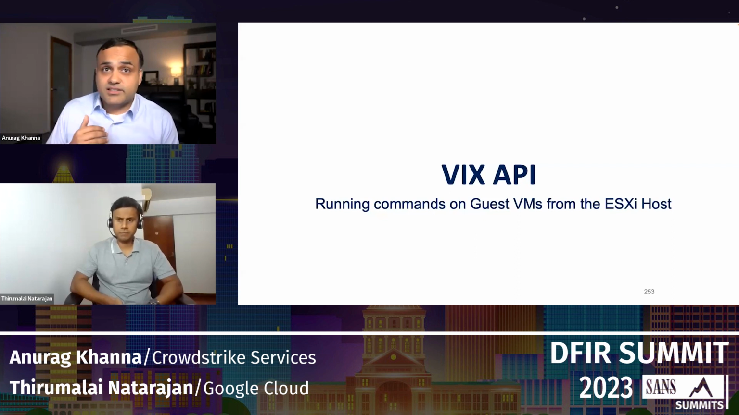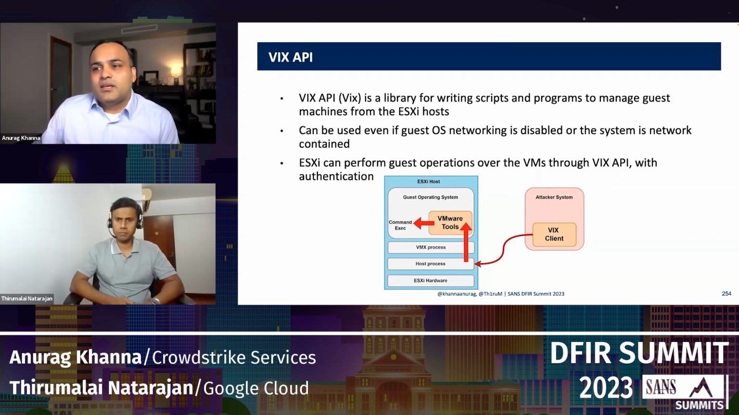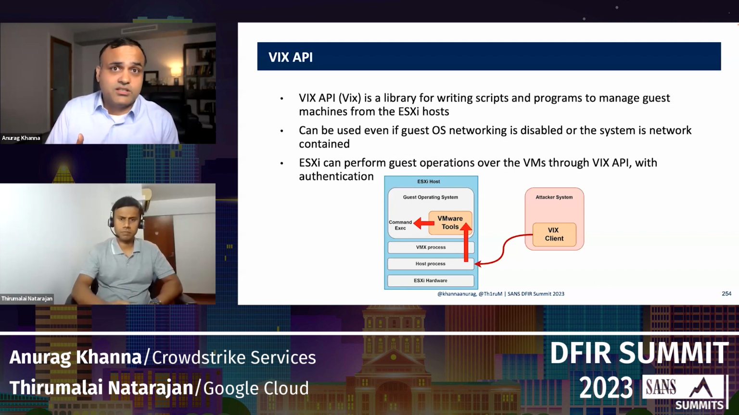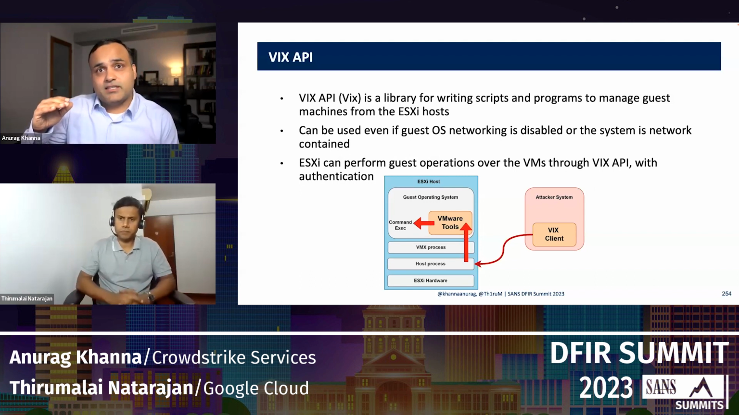Now we're going to talk about our second technique, which is abusing the VIX API to access the guest virtual machines that are running on the ESXi host. The host is the ESXi hypervisor. The guests are the VMs that are running on it. If a threat actor has gained access to ESXi, they can use the VIX API, which is provided by VMware as part of managing guest machines, to access the ESXi guests.